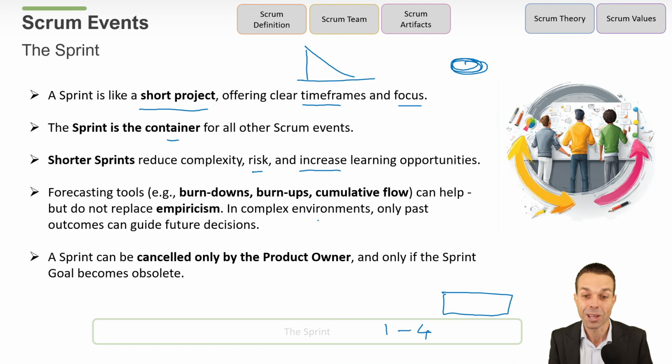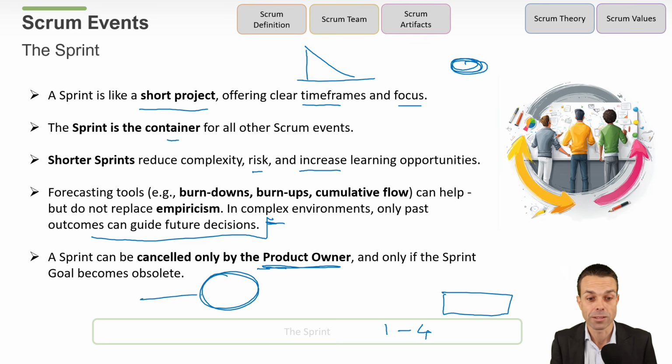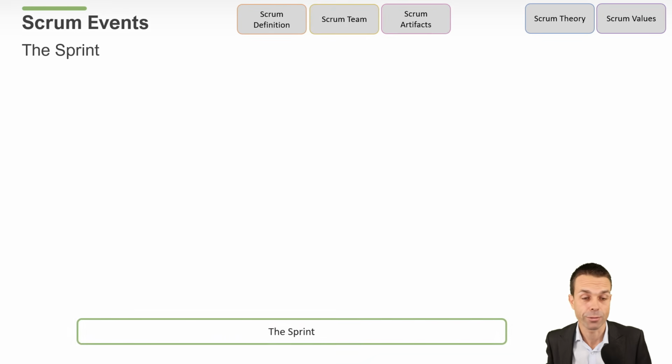In complex environments, only past outcomes can guide future decisions. So we want real results so we can adapt. A sprint can be cancelled only by the product owner. Now, this is very handy for your Scrum exams. The product owner, if you get a question around this and we're cancelling a sprint, only the product owner can do it, and only if the sprint goal becomes obsolete. If the sprint goal still stands, then we continue on and we want to aim to achieve that sprint goal, and the team decides how to do that, if you remember.